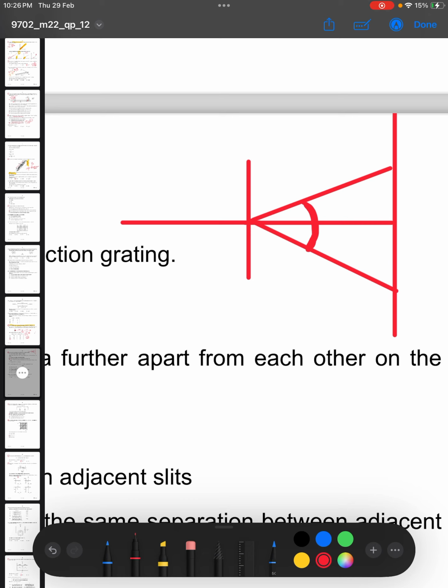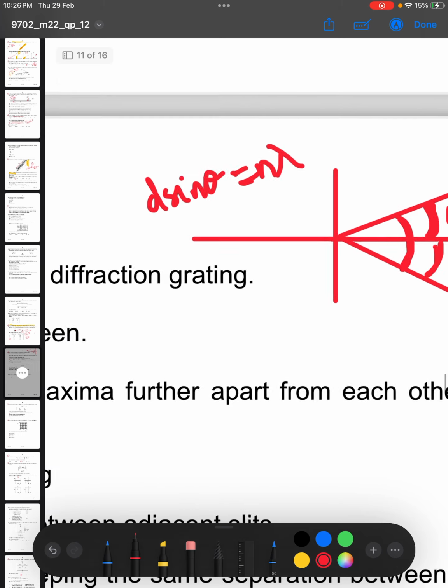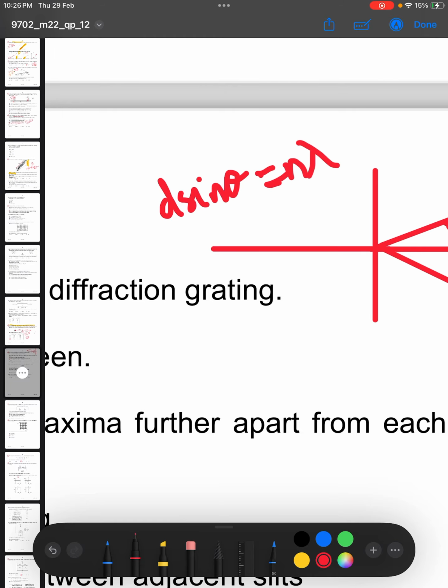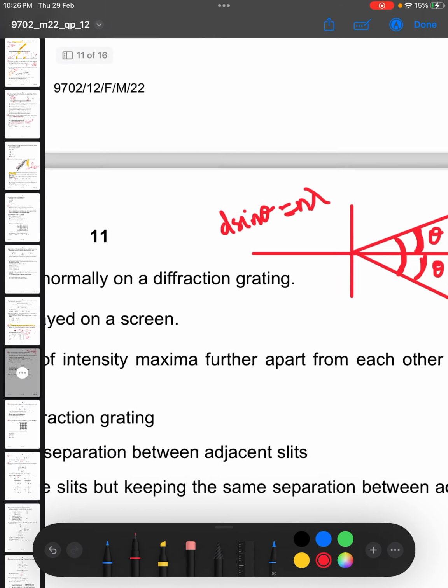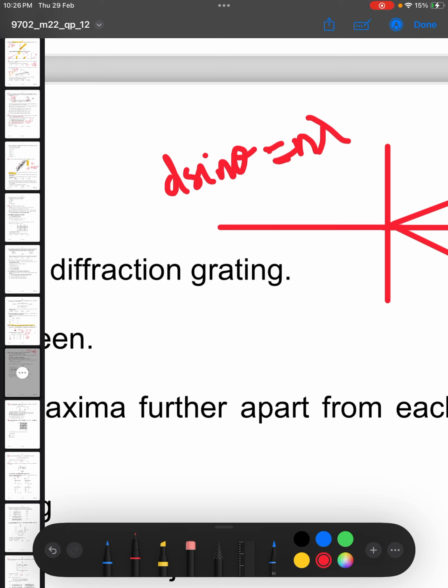Now, you must understand that the angle of the first order in this equation, d sine theta equals n lambda. The angle here between the zero order and the first order is what we call theta. So of course, if we want to increase the angle between the two first orders, we must increase the angle theta. So we want to see what can increase this angle theta, but n is 1, so we want to see what else can increase. So let's determine this before we finish up.